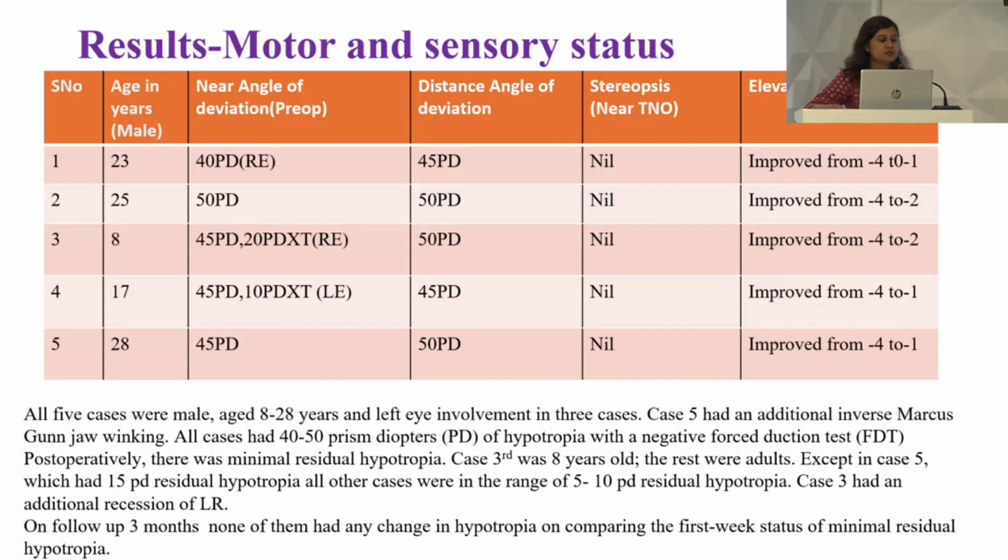So coming to the results, all the 5 cases were male, age ranging from 8 to 28 years, with left eye involvement in 3 cases. The fifth case had additional inverse Marcus Gunn jaw winking. All cases had 45 to 50 prism diopter, and there was residual of 5 to 10 in 4 cases. Only 1 case had 15 prism residual hypertropia, and in all cases this position was maintained at 3 months also.